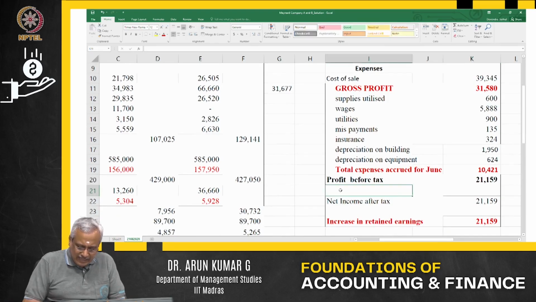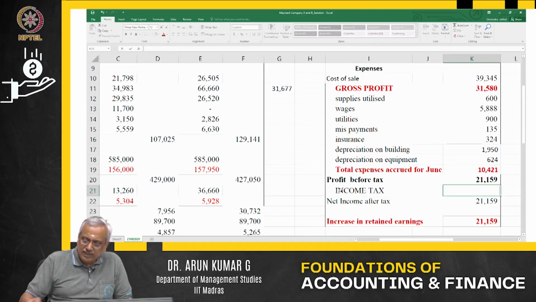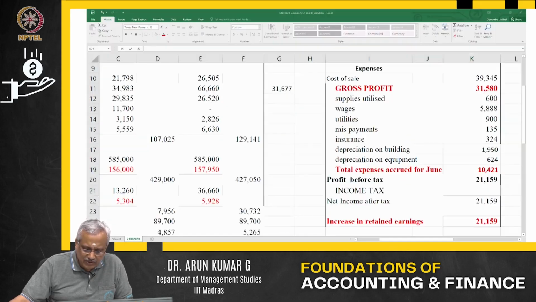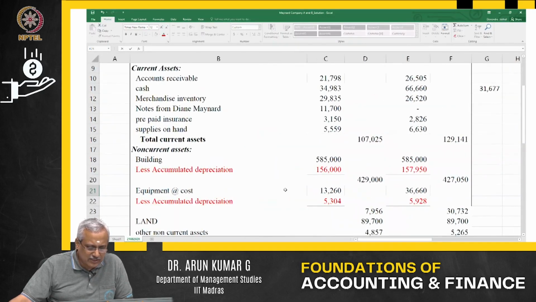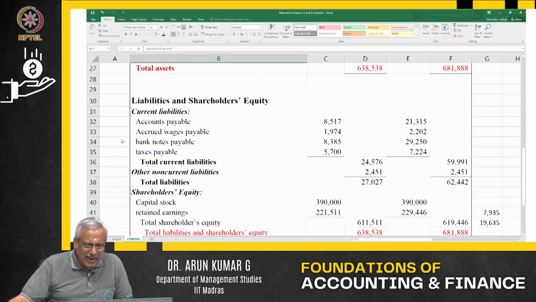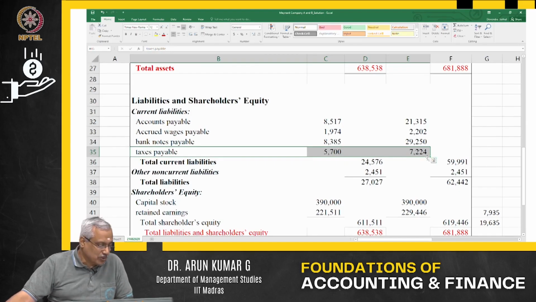Now, I will say income tax. There is a tax on the profit. Now, similarly, let us go back. Is there anything paid in terms of taxes? There is nothing paid in terms of taxes. Let's go back to the balance sheet, to the liabilities part of it. Taxes payable last year was 5,000. Beginning of the month was 5,700. End of the month is 7,224.